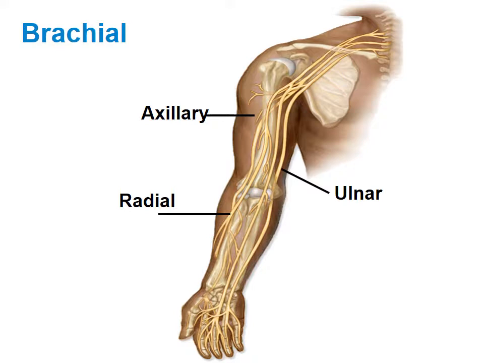The brachial plexus innervates the superior appendage. The nerves listed here should sound familiar, and by the way, the ulnar nerve is actually your funny bone.